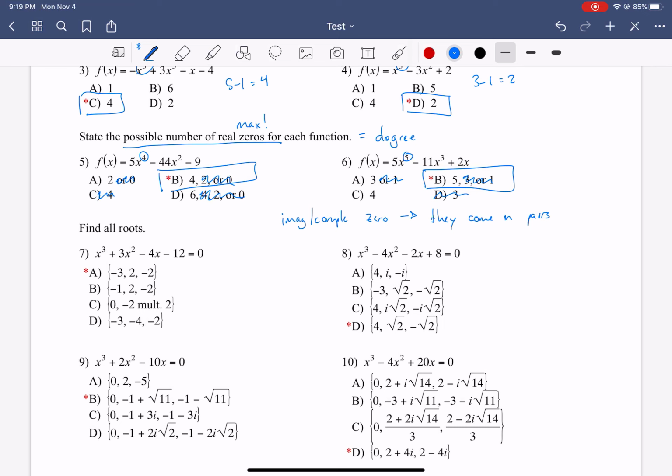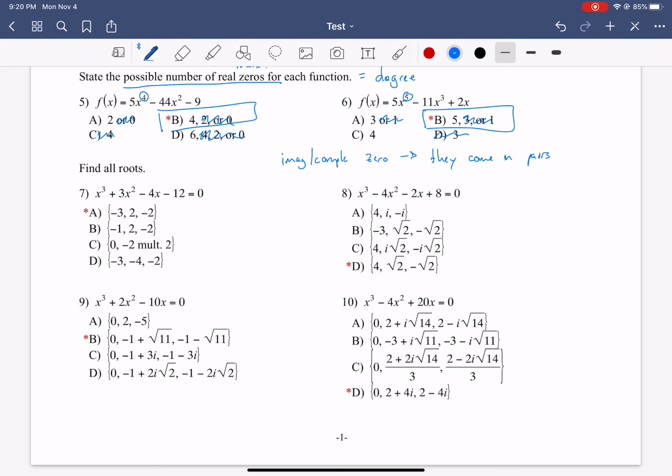So if we look at numbers 7 through 10, we're all finding the roots, but we have to use different methods. So for number 7, finding the roots means we have to factor. Here we can't take out anything from each term, so let's try to group. If we try to group, we could take x squared out of each, so we get x plus 3. For the next one, we can try to take negative 4 out of each, and we get x plus 3. So when we group, we get x squared minus 4 and x plus 3.